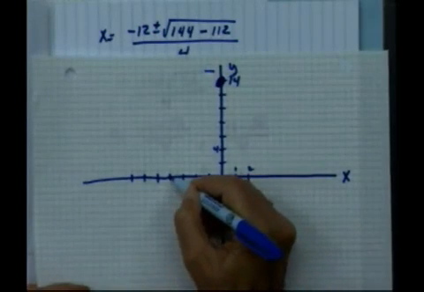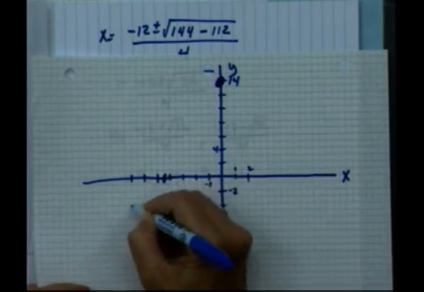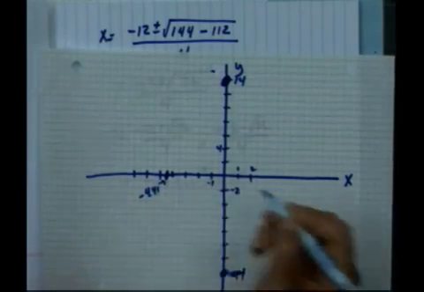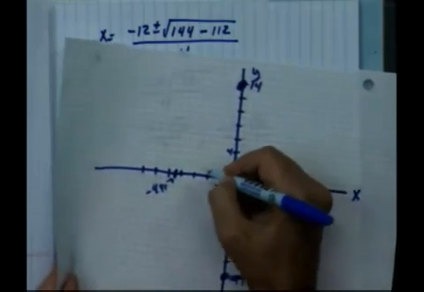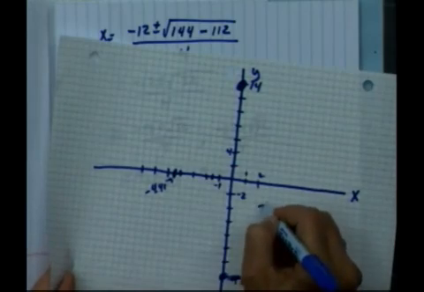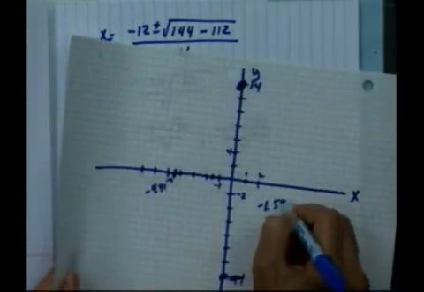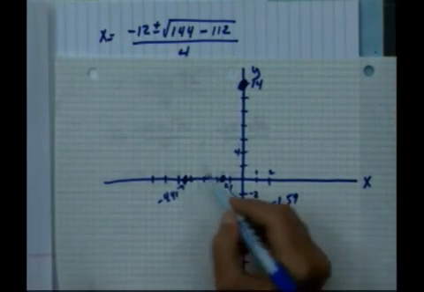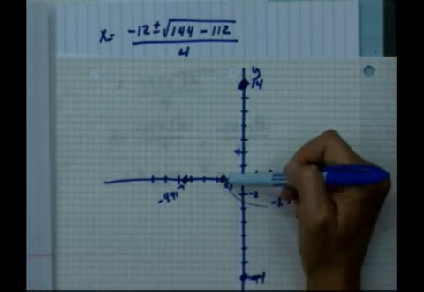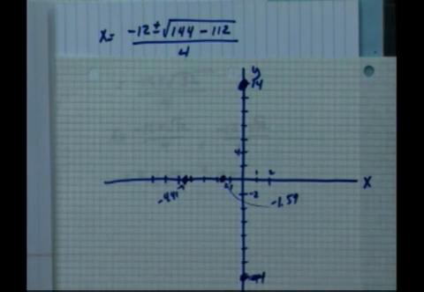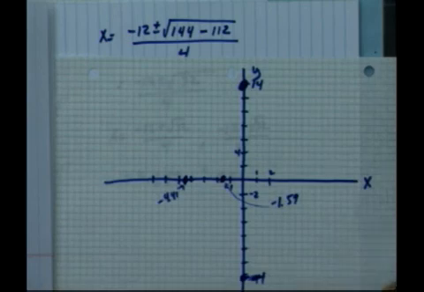1, 2, 3, 4. If you make your dot big enough, you're bound to hit it. This is about negative 4.41. And about negative 1.59 is somewhere right in here, right there. Okay? So now I have my y-intercept and I have my x-intercepts. All right, and we already know the parabola is going to open up.